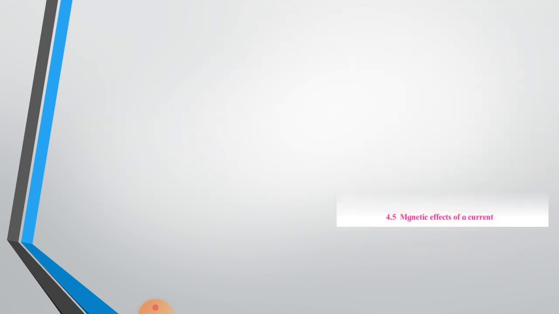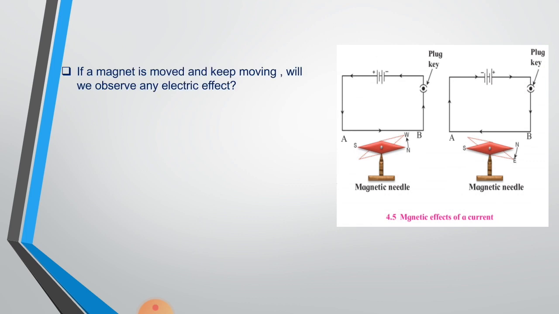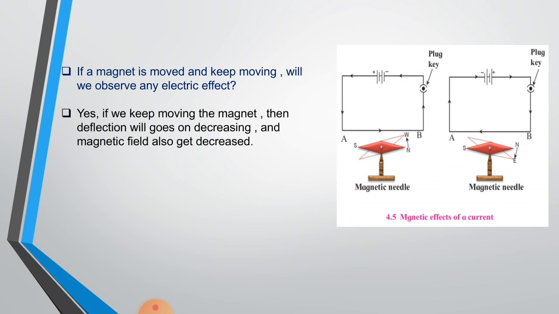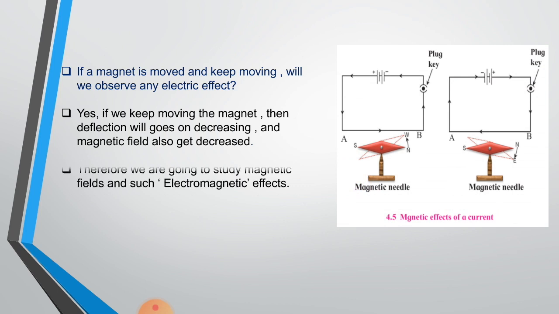Yes, very true. Now if a magnet is moved and keeps moving, will we observe any electric effect? जब मैग्नेट एक जगह से दूसरी जगह पे मूव करेंगे, then what happens? Will we observe any kind of effect? Yes. If we keep moving the magnet, then the deflection goes on decreasing. That means there is an interchange of the current, and the magnetic field also decreases.